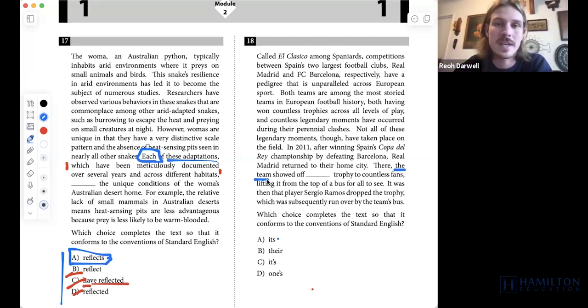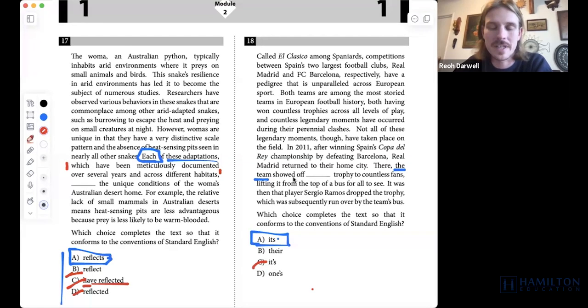It's only one team. Why? Because like I just said, there's only one team. If there's only one team showing off its trophy to the countless fans, we need to use the singular of its, right? Now, we don't want to use its with the apostrophe because its apostrophe S, we imagine that little apostrophe is a little I. It is.